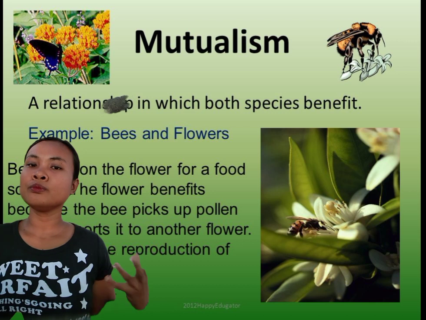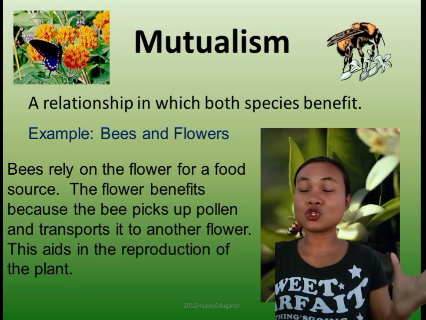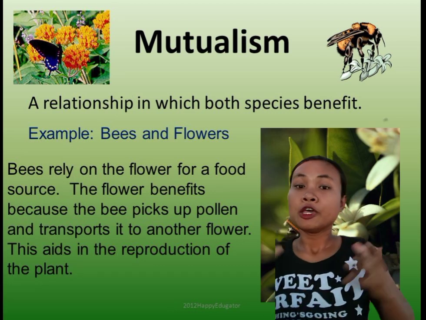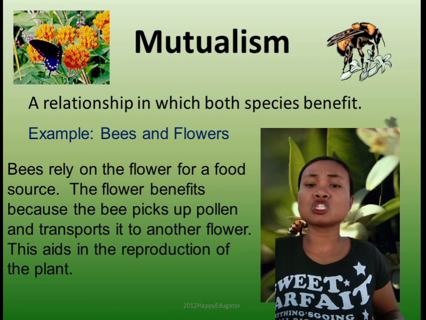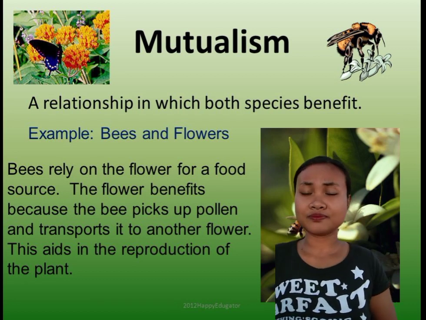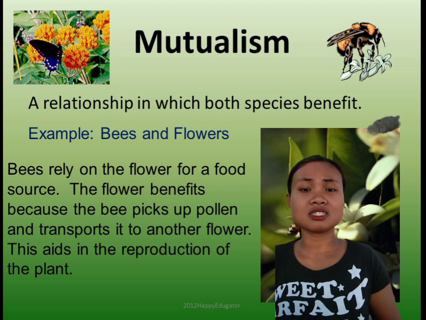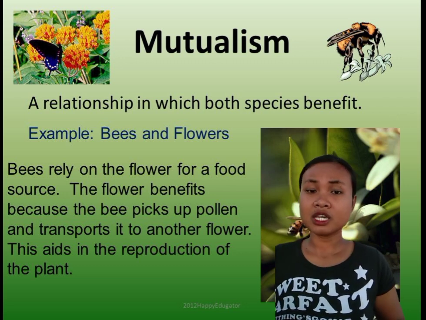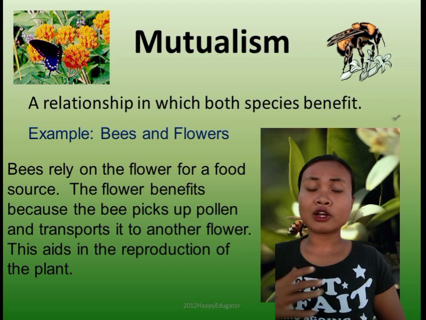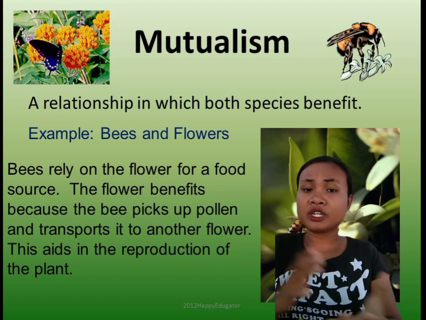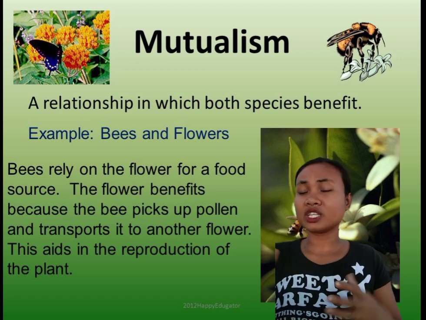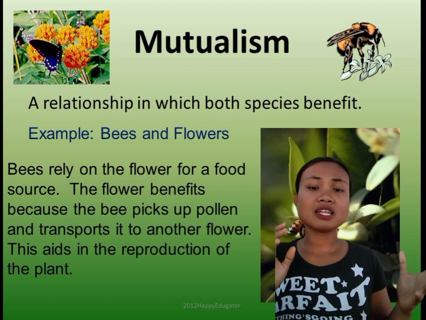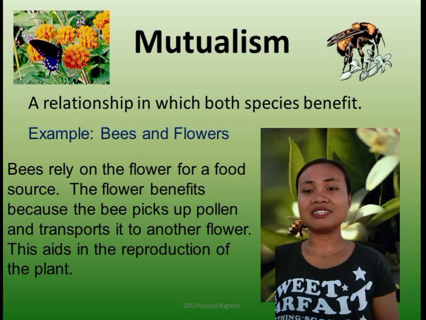So, mutualism. Let's go to mutualism. Mutualism is a relationship in which both species benefit. Example to this is the bees and the flowers. Bees rely on the flower for a food source. The flower benefits because the bee picks up pollen and transports it to another flower. That aids in the reproduction of the plant.